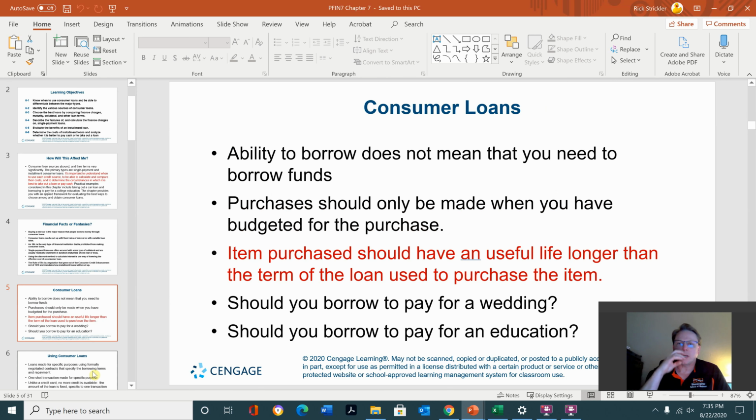Consumer loans: the ability to borrow does not mean that you need to borrow funds. Purchases should only be made when you have budgeted for the purchase. Items purchased should have a useful life longer than the term of the loan, which we already said prior to that. Should you borrow to pay for a wedding? Should you borrow to pay for an education?